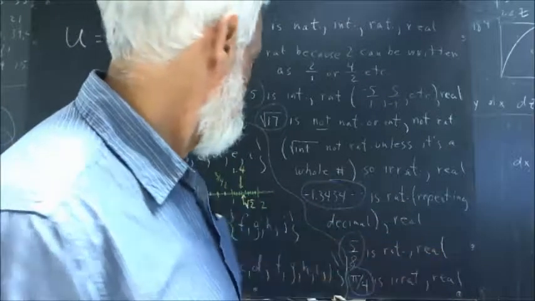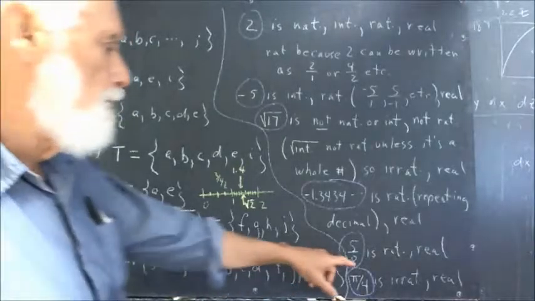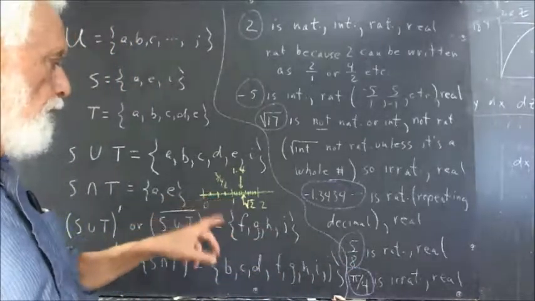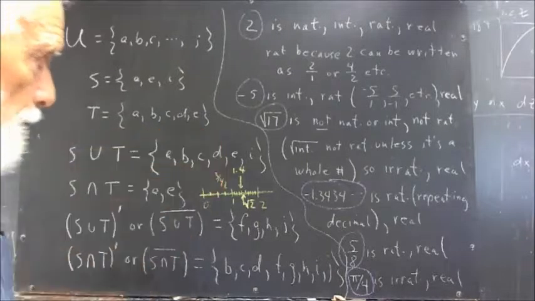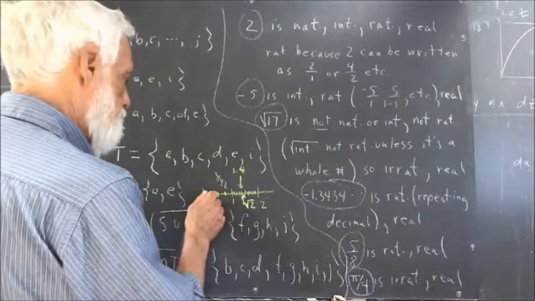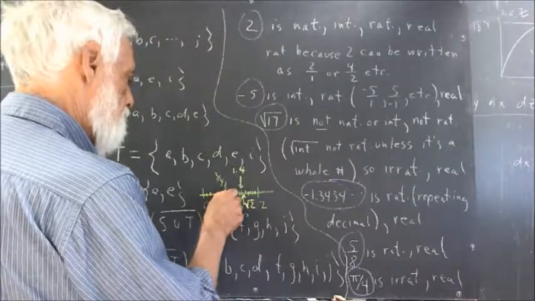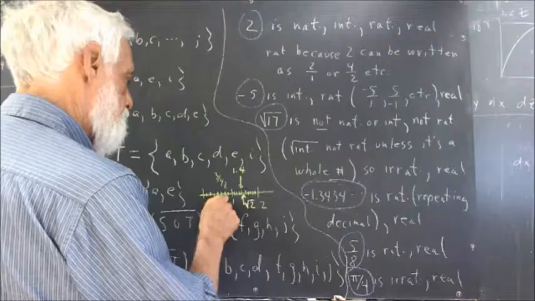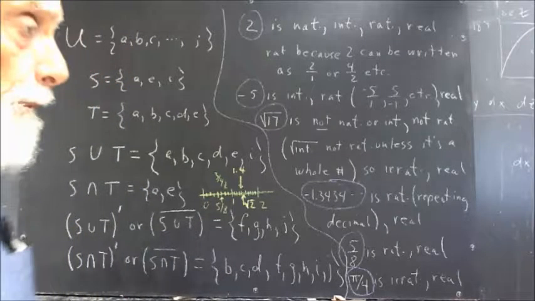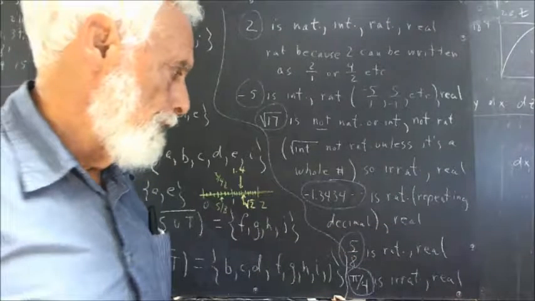5/8 is rational and real. If we wanted to get 5/8 between 0 and 1, we could divide the interval into 4 parts, and we could locate something like 3/4, and we could divide each of these parts into half and count over 5 of them, and we would have 5/8. So it's rational and real.